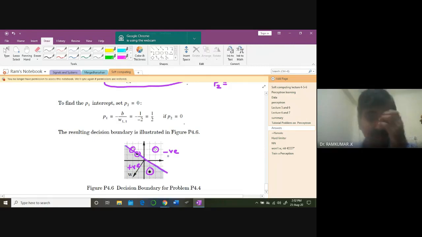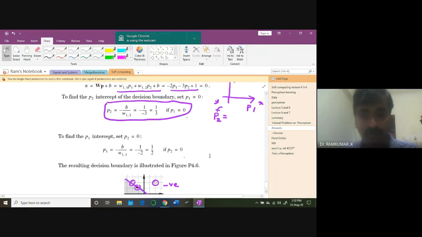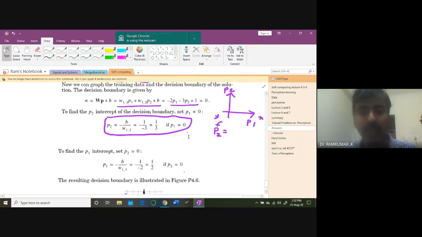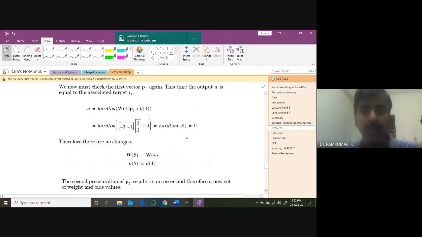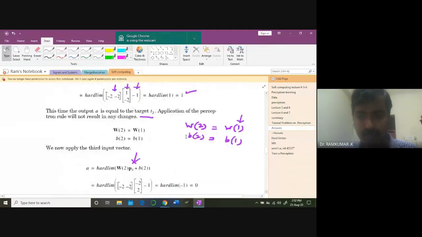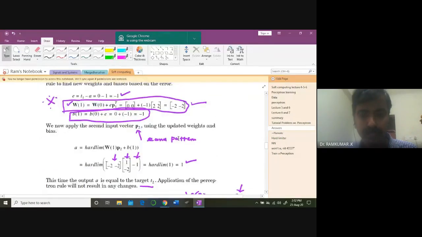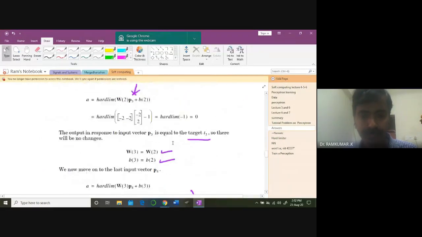Once you draw this line, both P1 and P2 equal to 0, it's passing through the origin. This line is passing through the origin, so no intersecting point. In fact, it separates the two patterns. So that's this problem. Have any doubts in this problem? Anybody? Can we proceed?